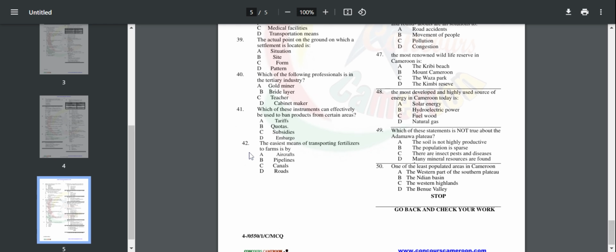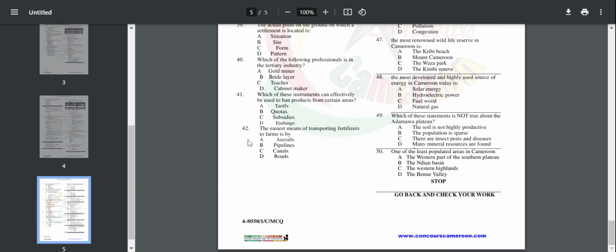Question 42. The easiest means of transporting fertilizers to farms is... The answer is D, which is roads.